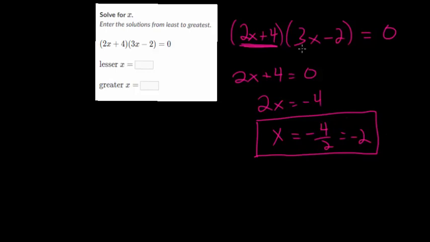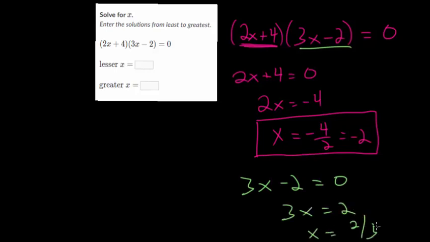Now to find the second solution, we'll set that one equal to 0. So 3x minus 2 is 0. Add 2 to the other side, you get 3x is 2. And divide by 3 to get x is 2/3, which is what you can also find by guessing once you get more comfortable with these.